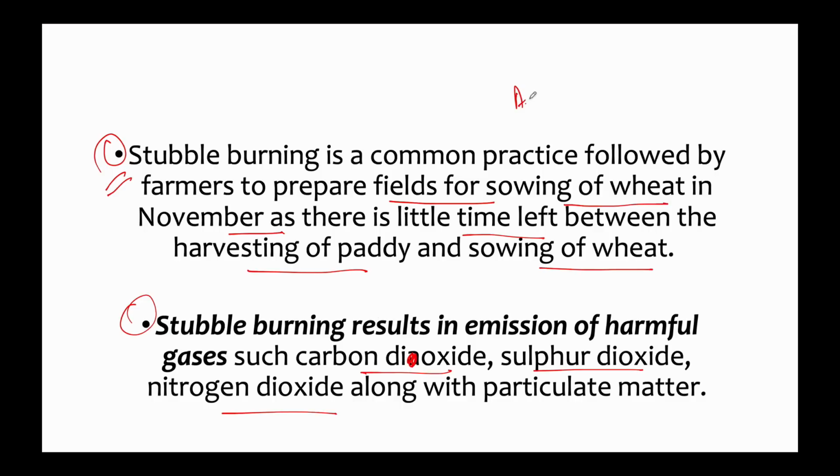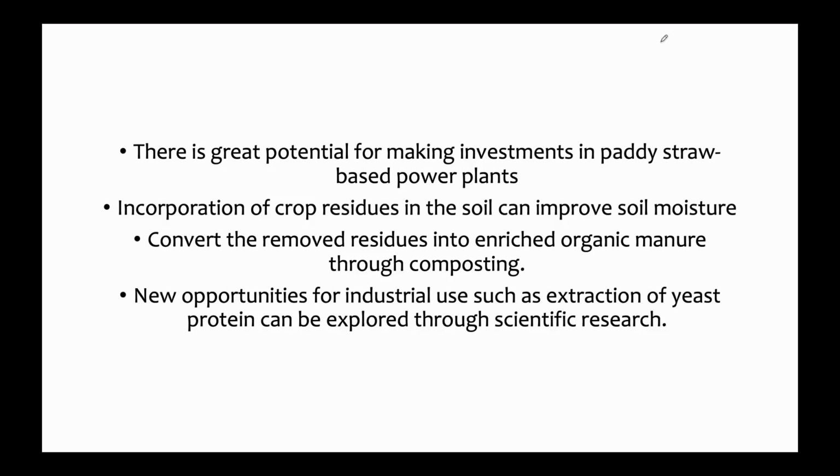But now if we give them an alternative, as I told you, there are a lot of these plants set up. So if the government helps, definitely farmers can opt for these alternatives. So what are the advantages of this process, biomethanation? There is a potential of making investments in paddy straw based power plants. One is that. Then incorporation of crop residues in the soil can improve the soil moisture.